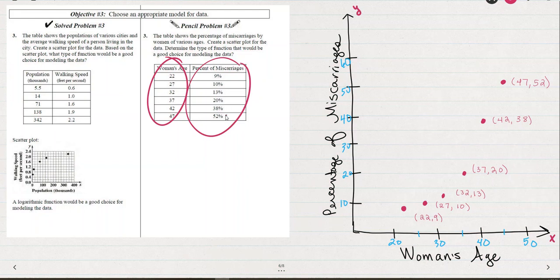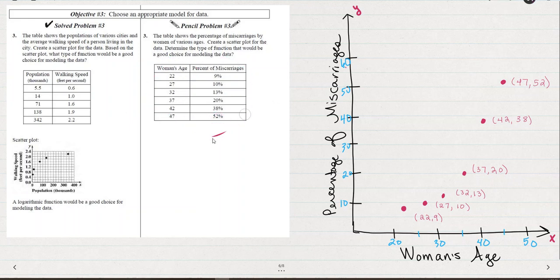By glancing through this, I saw that the highest percent was 52 and the highest age was 47, so I stopped at 60% in 50 years. And then I just plotted each point, 22.9, 27.10, 32.13, 37.20, 42.38, and then 47.52. And the question is, determine the type of function that would be a good choice for modeling this data.